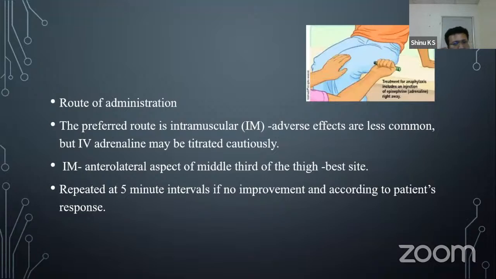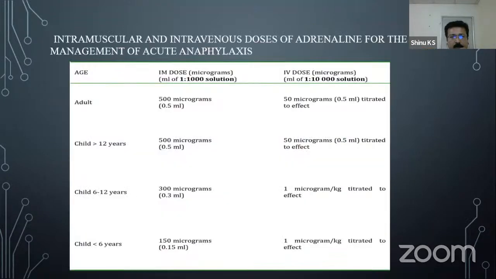In anaphylaxis, the preferred route is intramuscular, and the best site is the anterolateral aspect of the middle third of the thigh. Because of fewer adverse effects, it is the most preferred route for anaphylaxis. It is repeated at 5 minute intervals according to the patient's response.